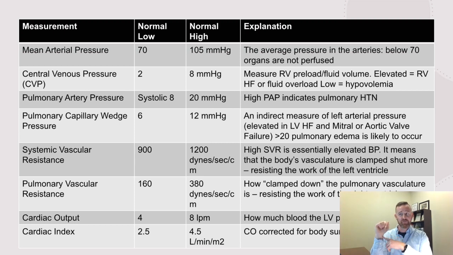We also have central venous pressure, which is essentially a measure of right ventricular preload, okay? So how much volume is sort of ahead of the right ventricle pumping. An elevated central venous pressure is going to tell us that we probably have right ventricular heart failure or fluid overload. A low CVP is going to tell us that we have hypovolemia.